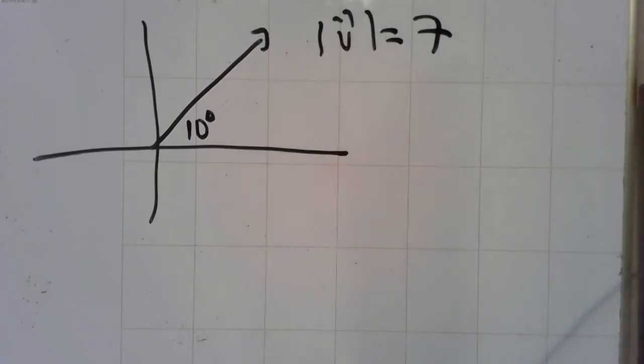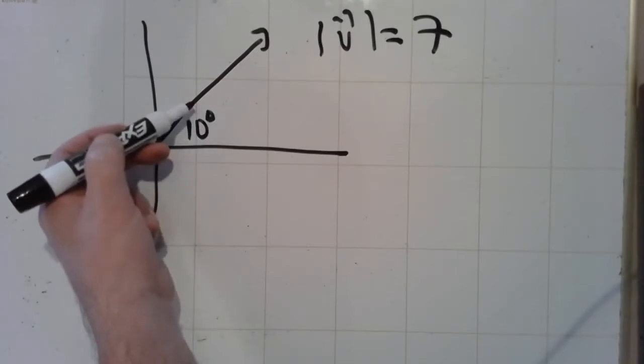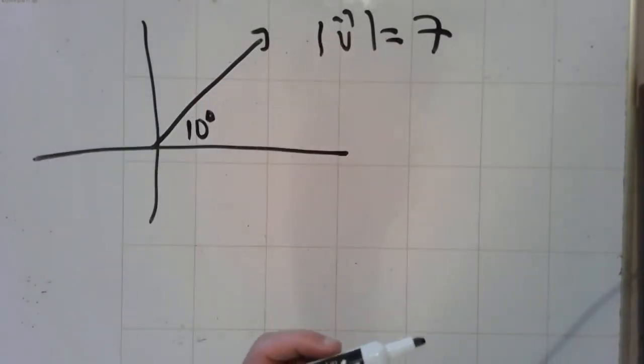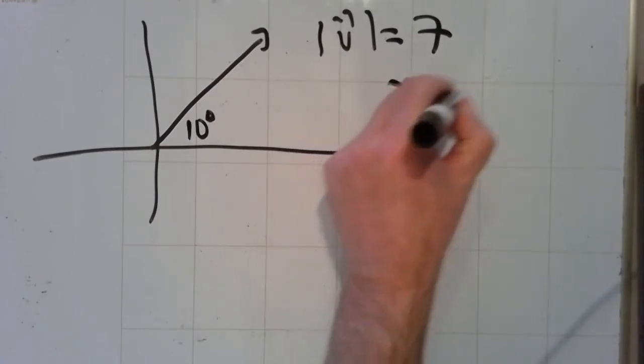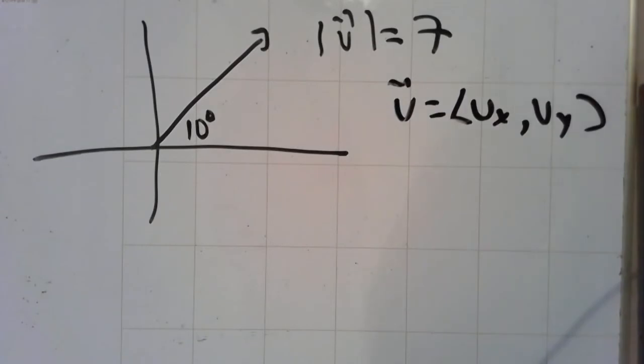Okay, let's write some vectors in component form. So remember, to know everything about a vector, you need to know two pieces of information. Either its x and y components, or you might know its angle, its direction, and its magnitude. Here we're given the direction and the magnitude. Our vector is 10 degrees rotated counterclockwise from the x-axis, and our magnitude is 7. I want to write this vector as some vx comma vy.